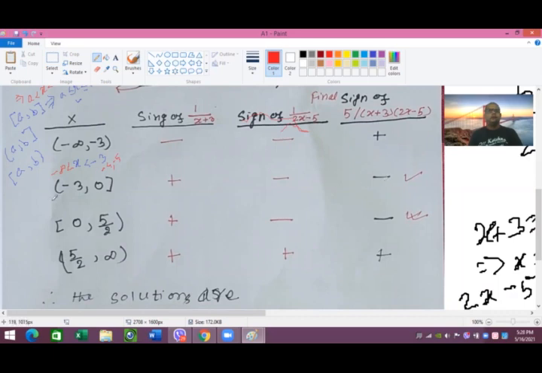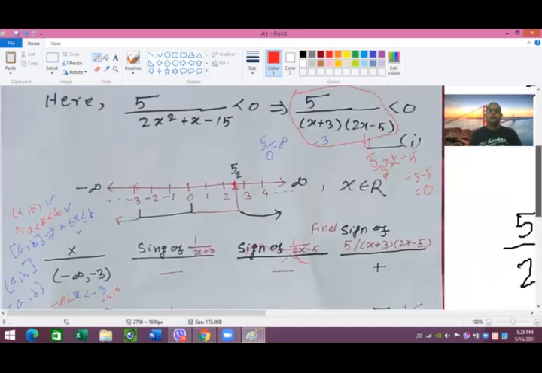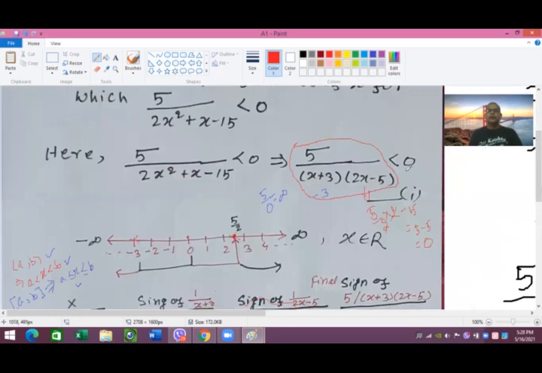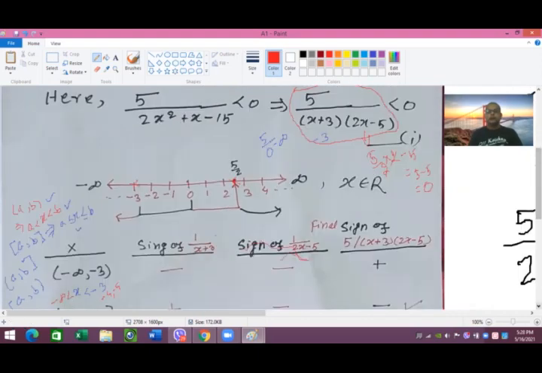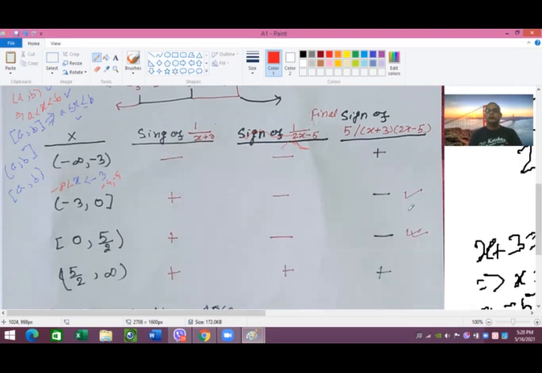Then in this range of value of x, this is negative, and between 0 and 5/2 it is again negative, and from 5/2 to infinity it is positive, and from minus infinity to minus 3 it is positive. Let's check now whether we keep the positive or negative sign. Yes, it is given that this inequality should be less than 0. So as this is less than 0, we take the negative sign, because negative sign means less than 0. So these two ranges of values have been selected for the solution.